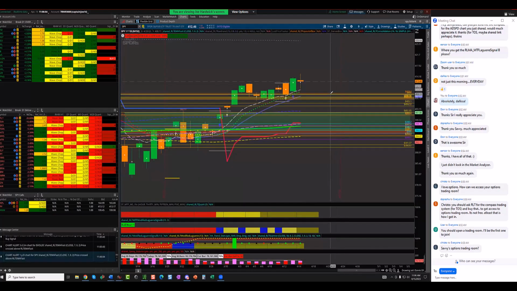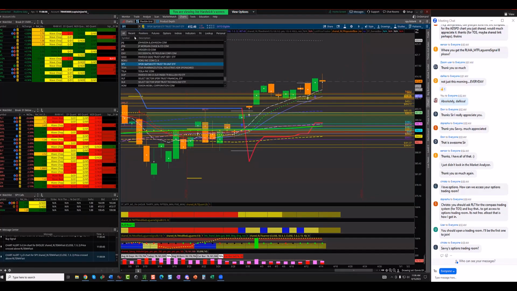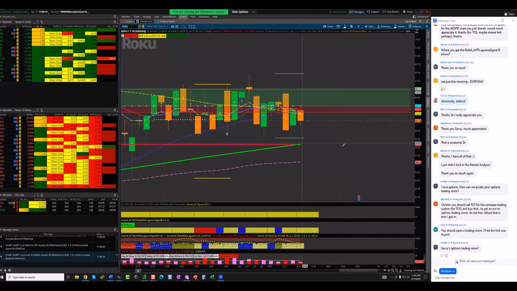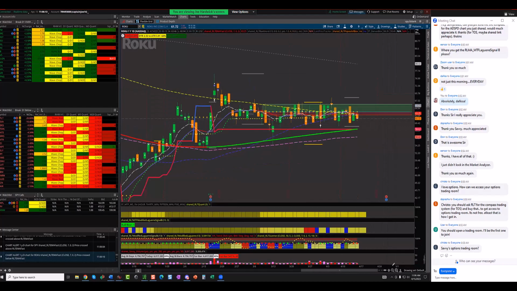And when you look at the daily, let me get off the SPY because I have too many signals on the SPY. You can start to see how this is a lot of chop right here.